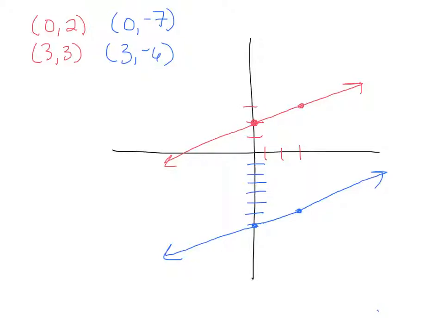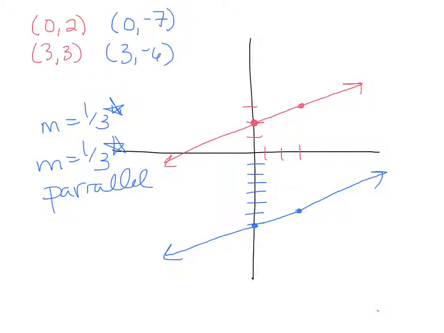Now, what you would notice in the very beginning is that our slopes for each of the lines was 1/3. The slope of the first line was 1/3. The slope of the second line was 1/3. This is a good key right here to know that these are parallel lines, and therefore, since they don't ever intersect, they have no solution, and we call that inconsistent.